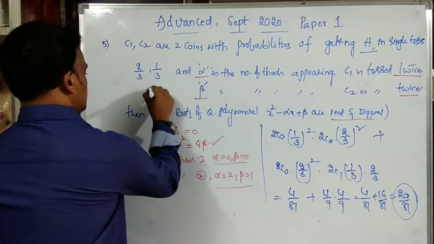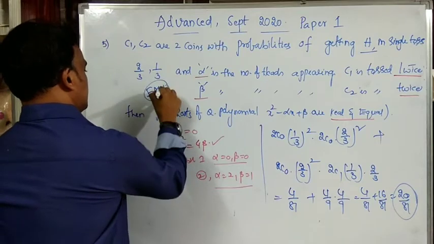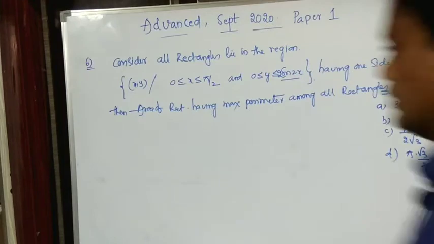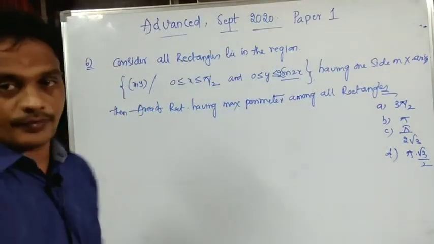Can I say this one? It is also an easy category of problem. Very simple problem. Coming to the next question, the 6th one.